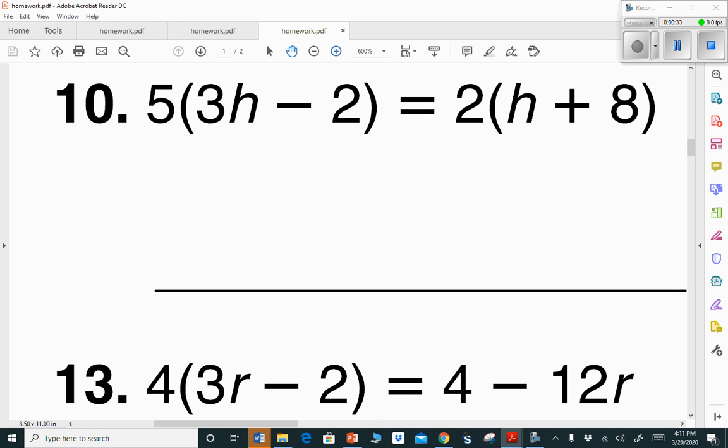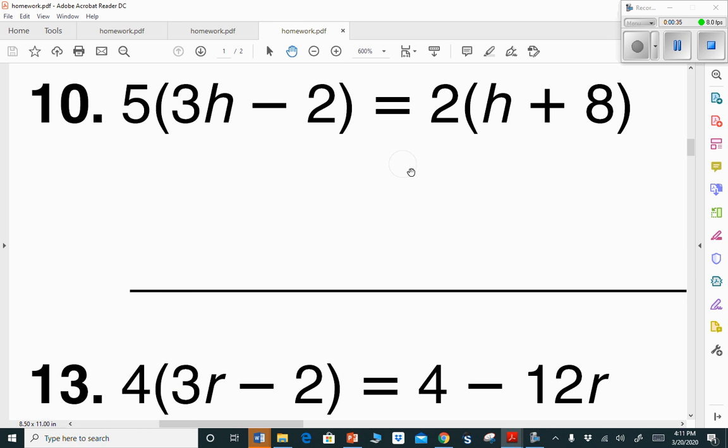All right, nice and filling the screen. Okay, copy that down. Number 10: 5(3h - 2) = 2(h + 8). Do you recognize the distributive property? Here's what it looks like.